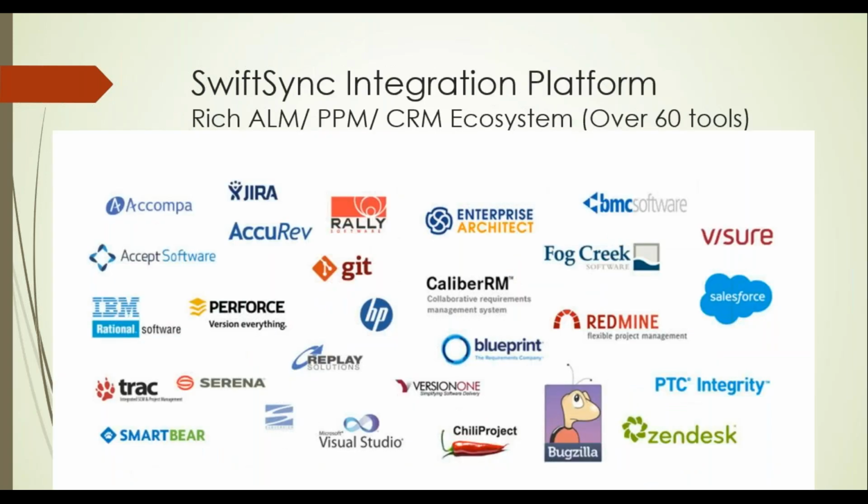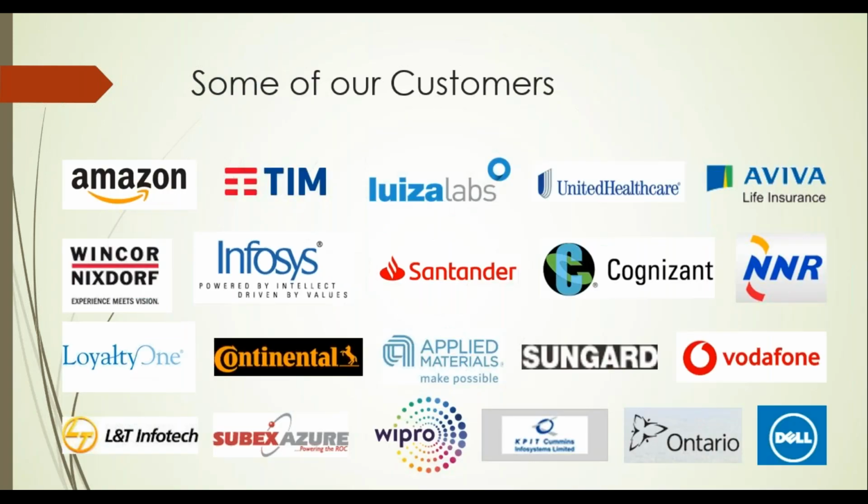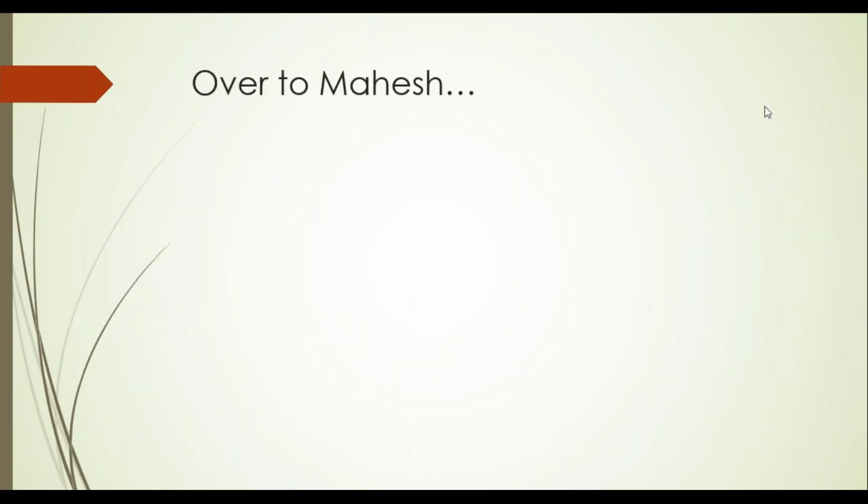Swift Kanban also integrates with about 60 plus tools in the ALM PPM space. The integrations are all real-time and bi-directional. You wouldn't have to disrupt your current way of working to start with Kanban and Swift Kanban at all. Here's a quick look at some of our customers. We have teams of 5 to 10 members using our products, and we also have organizations with tens of thousands of users on our tools. So pretty much all sizes.